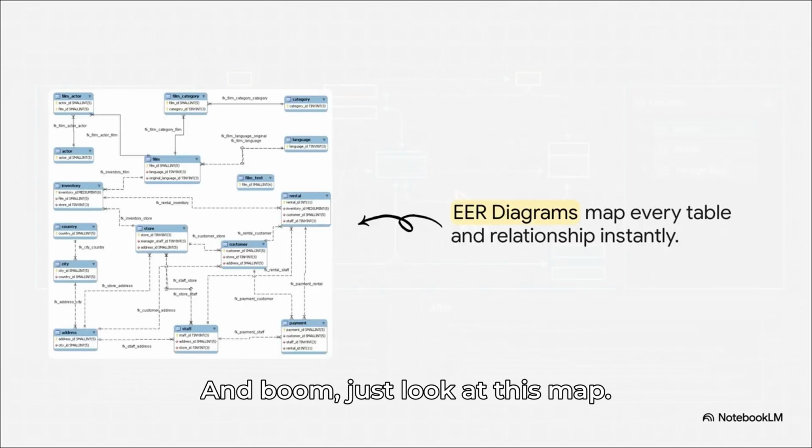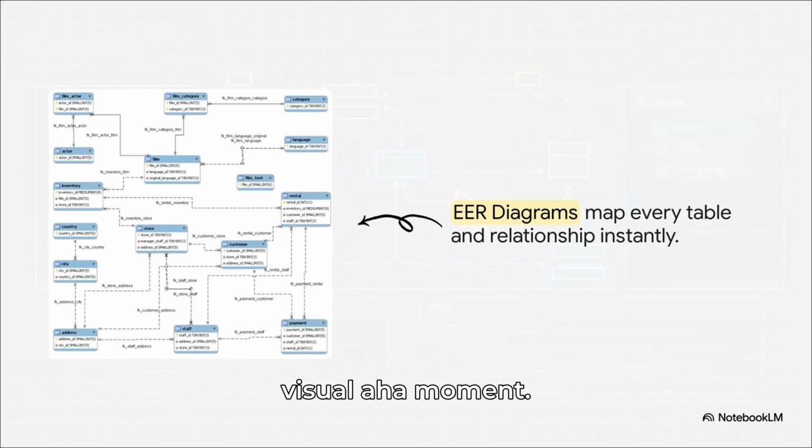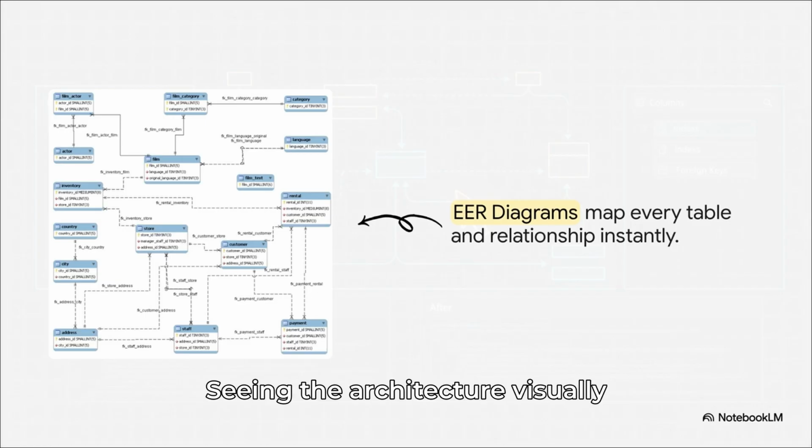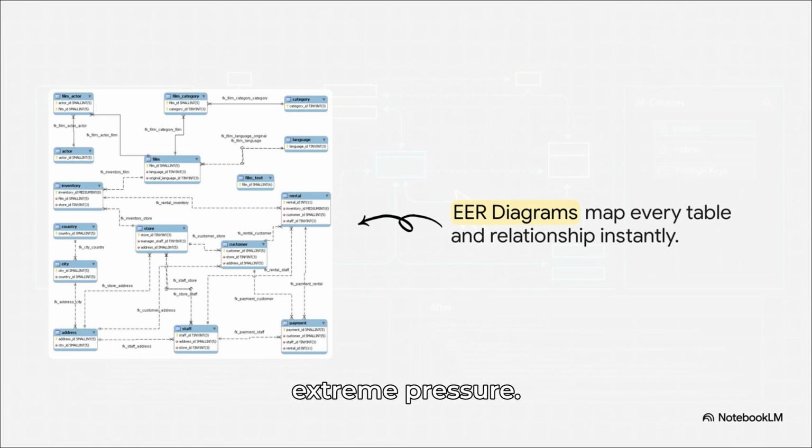And boom, just look at this map. This is our massive visual aha moment. What would have literally taken hours to mentally piece together from hundreds of raw SQL files is instantly mapped out right in front of us. Every table, every column, every relationship in the Sakila database is right here. Seeing the architecture visually represented like this is an absolute superpower when you're investigating an unfamiliar codebase under extreme pressure.